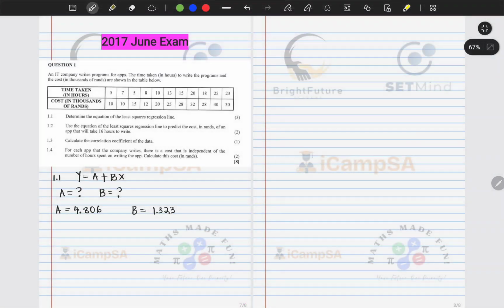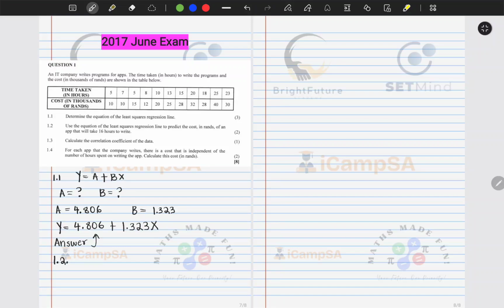So we can now write our equation finally to be y equals, if you look carefully, 4.806 plus 1.323 x. Okay, so that is what we have. And then let's go to 1.2. So what we have here, that is our answer.